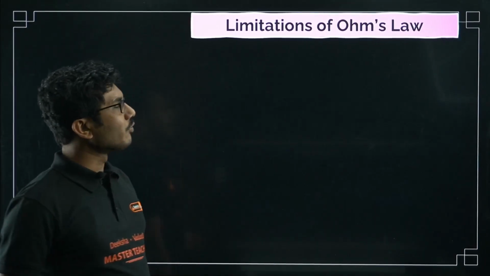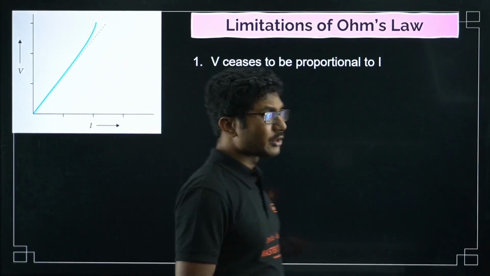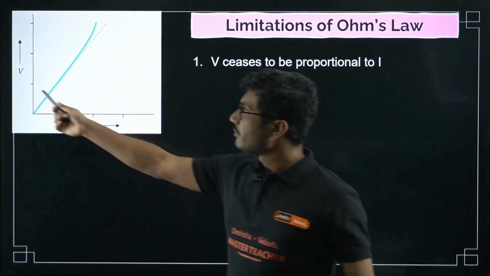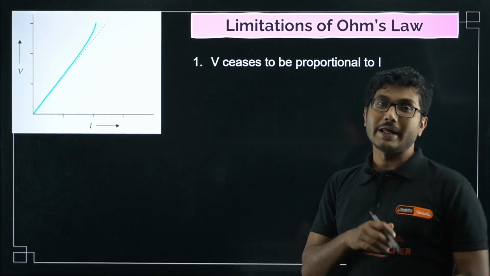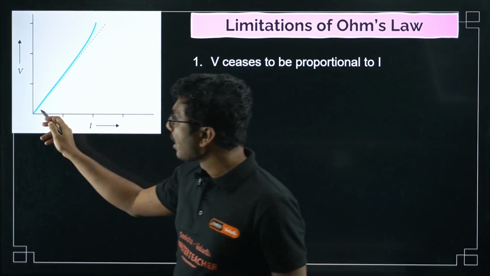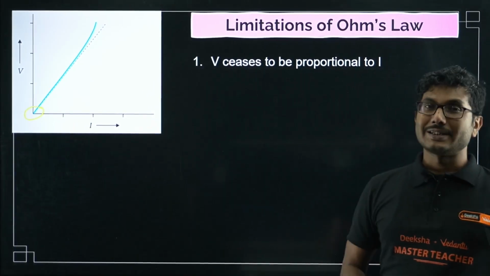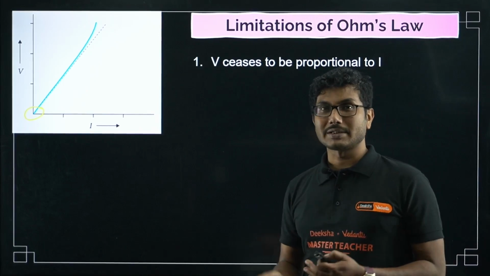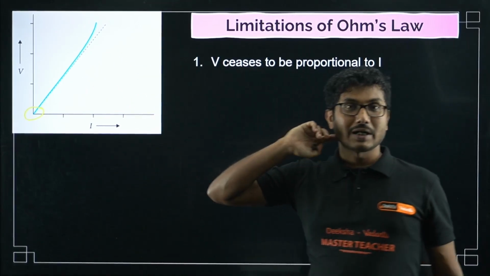So limitations of Ohm's law, what are the limitations? Obviously V ceases to be proportional to I. That means if you plot the V versus I, normally, one more thing I forgot to tell you, for any normal conductor the V versus I graph is always a straight line passing through the origin. That dotted line here is the perfect conductor.